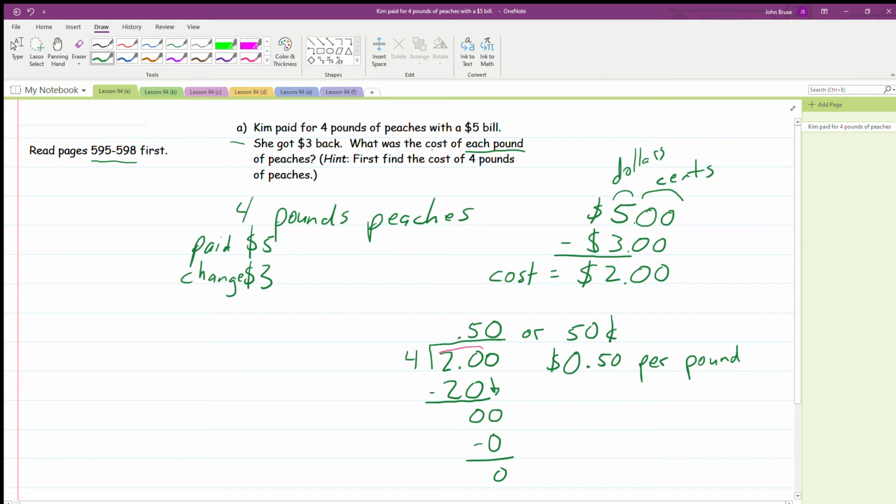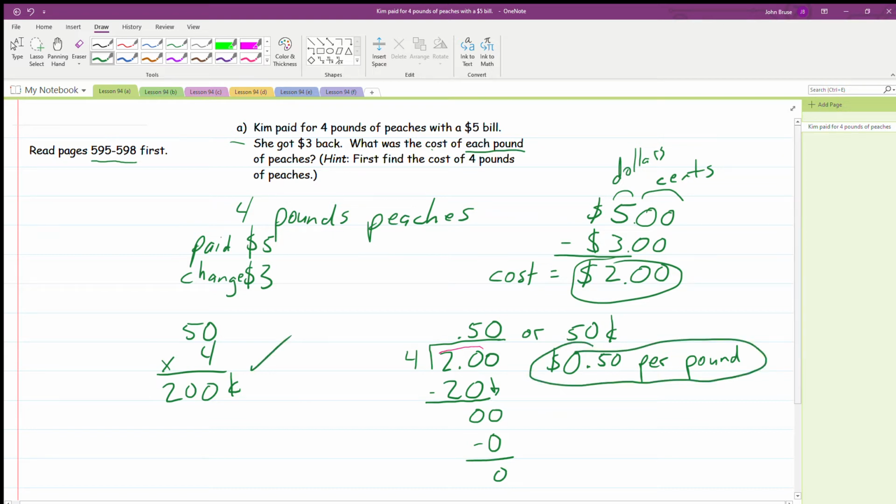And I could check that. So we've got 4 pounds. Well, if I take 50 cents times 4, we end up with 200 cents, which is the same as $2, which is up here. So we're going to circle our answer because our check showed us that we were right. So 50 cents per pound. That was a 2-step word problem.